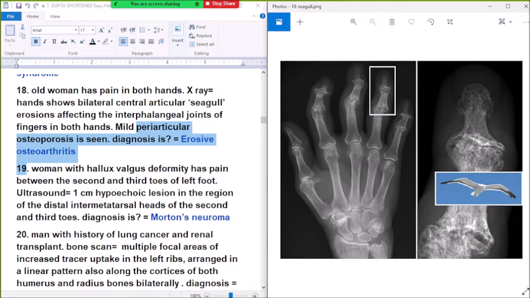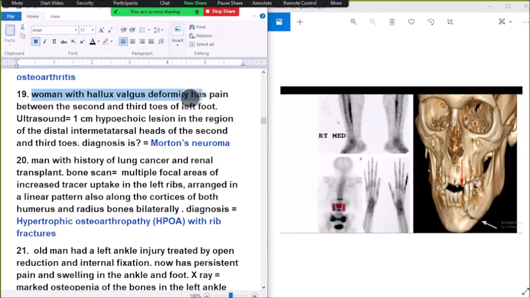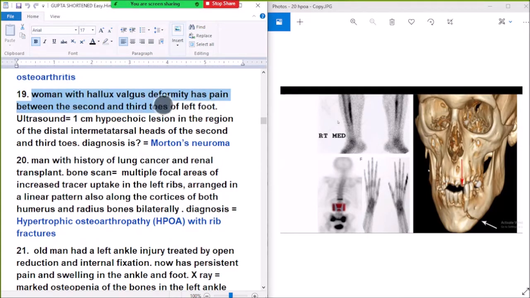Question 19. Woman with hallux valgus deformity has pain between the second and third toes of the left foot. There is a horizontal 1 cm hypoechoic lesion in the region of the distal intermetatarsal heads of the second and third toes. Diagnosis: Morton neuroma.